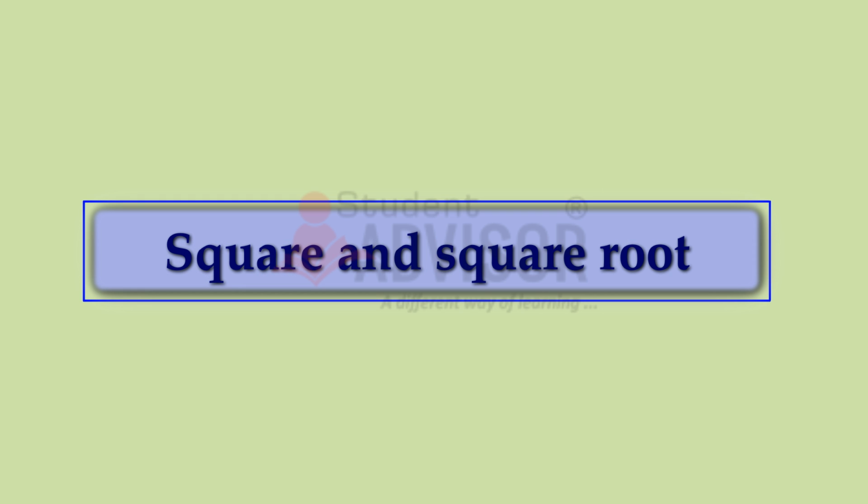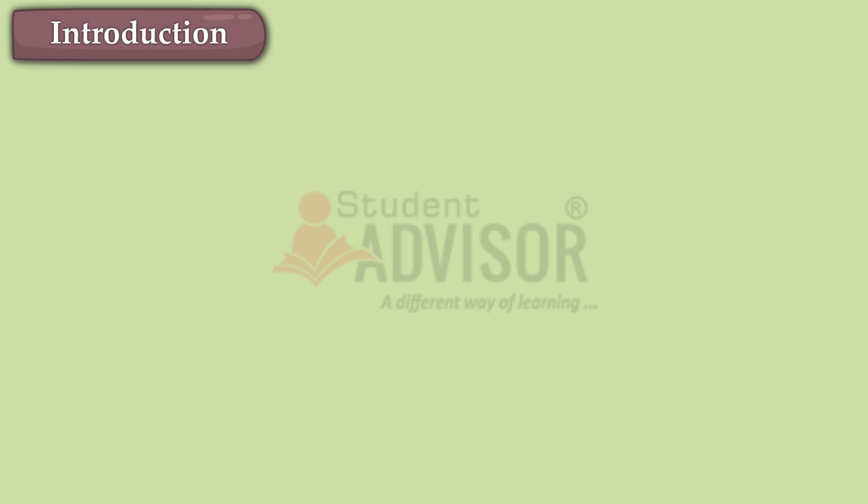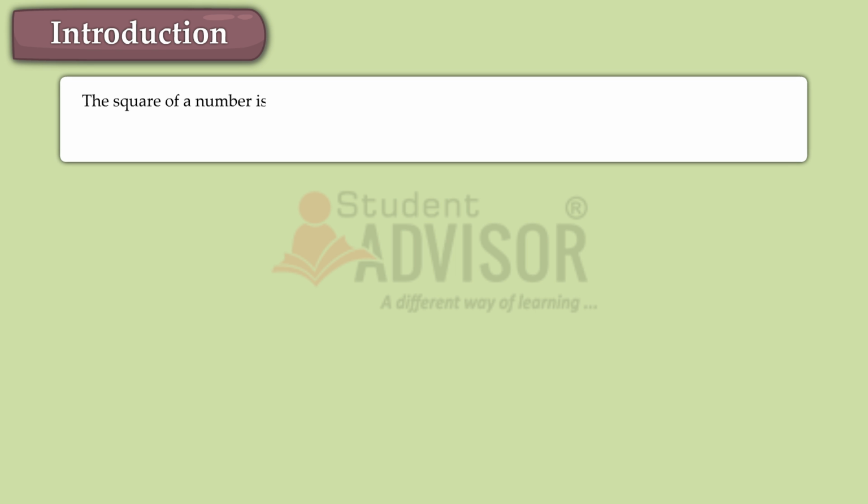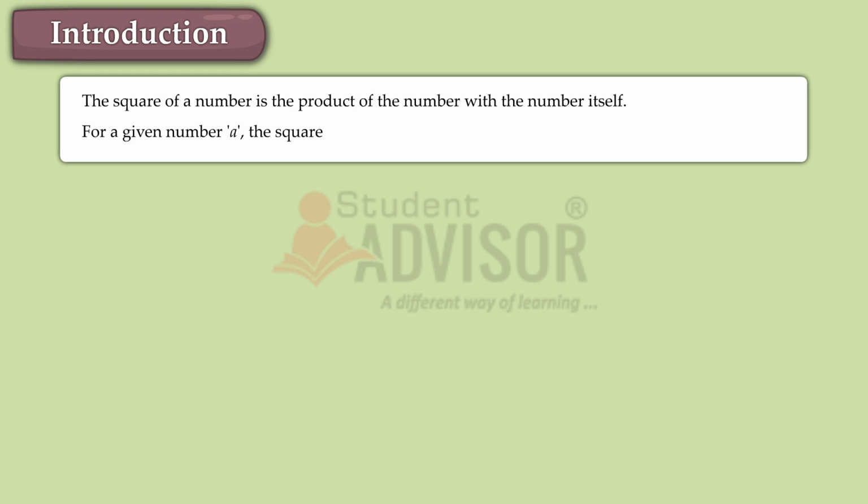Square and square root. The square of a number is the product of the number with the number itself. For a given number a, the square of a is a multiply a, denoted by a square. Study the given example.